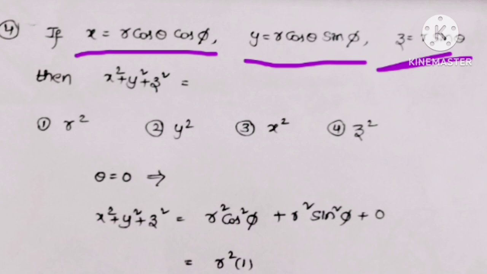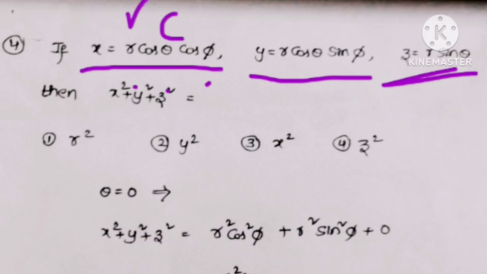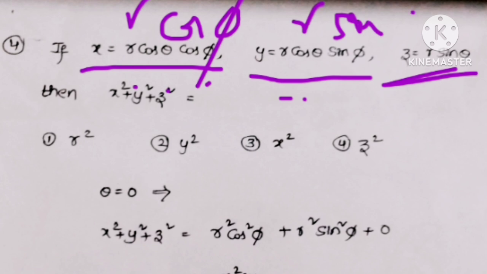So first I am replacing theta equal to 0 in the given values of x, y, z. Understand? Then what do you get? Cos 0 is equal to 1, so x is r into 1 into cos phi, that is r cos phi. The value of y becomes r sin phi, and sin theta, sin 0, is equal to 0, then z is equal to 0.